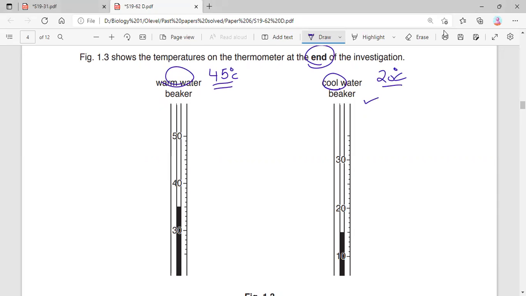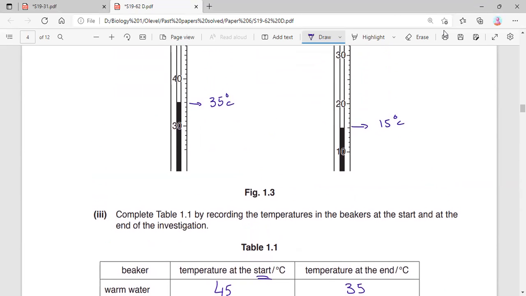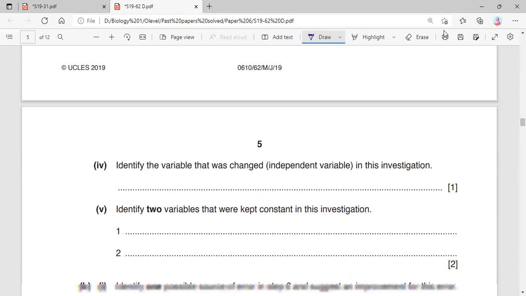But we said if you left the water bath on the table, it will cool down. It will not remain at the same temperature. And this is what happened. If you check the final temperature, you will find that here it was 35 degrees Celsius and here it was 15 degrees Celsius. Okay? So you should write here temperatures. At the start, it was 45. Do not write the units again inside the table. At the end, it was 35. Here at the start, it was 20. At the end, it was 15 degrees Celsius. Okay.